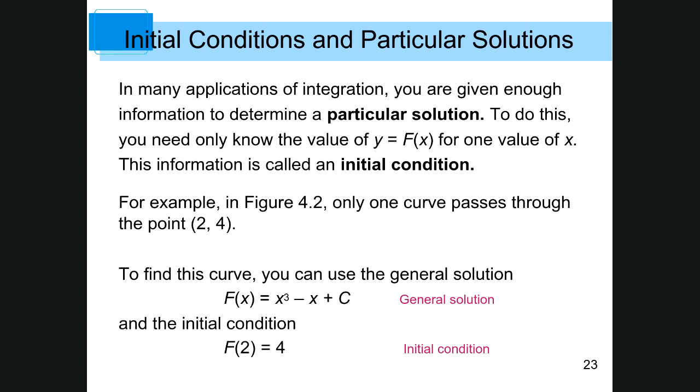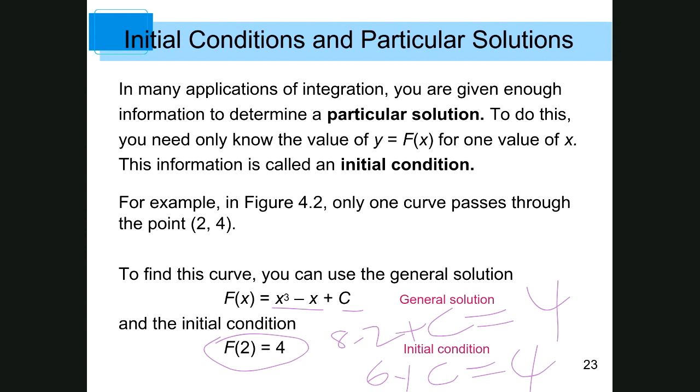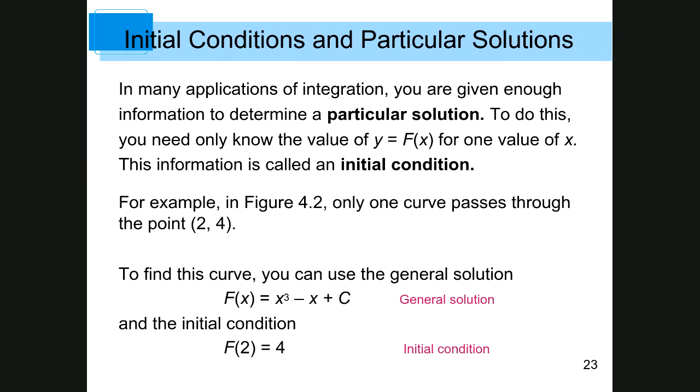Sometimes it doesn't have to be f of 0. It could be f of 2. Anyway, you just have to plug in here. If they give you f of 2 is 4, I have 8 minus 2 plus c is 4, so 6 plus c is 4. It looks like c is negative 2. So this is called, again, an initial condition.